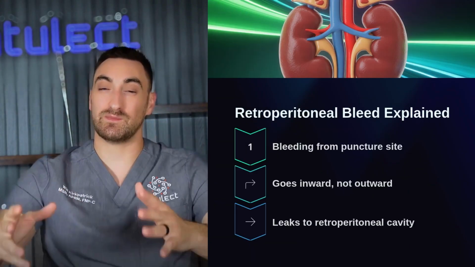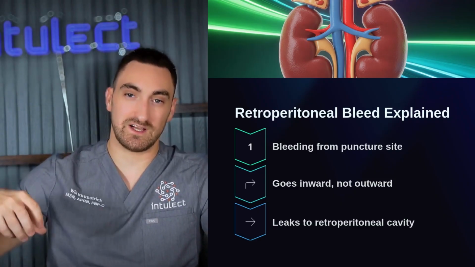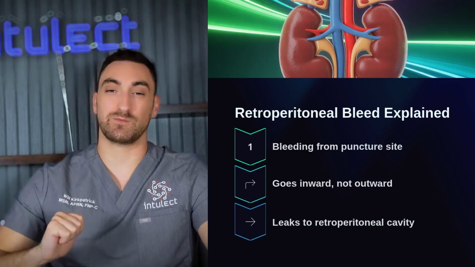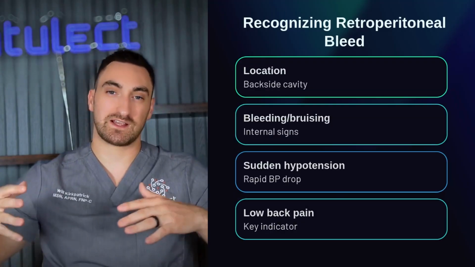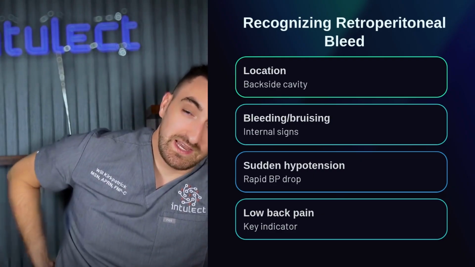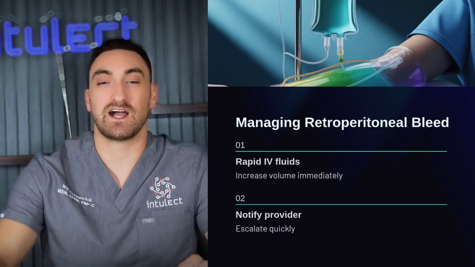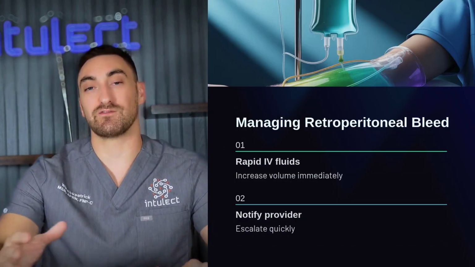That means the patient could be bleeding from that puncture site, but going the other way, not at the puncture site itself. So it could be leaking back to the retroperitoneal cavity. So check that. That retroperitoneal cavity is in the back side, and you might have some bleeding, some bruising going on, and sudden hypotension and low back pain. That's a complication of a puncture site from a PCI.